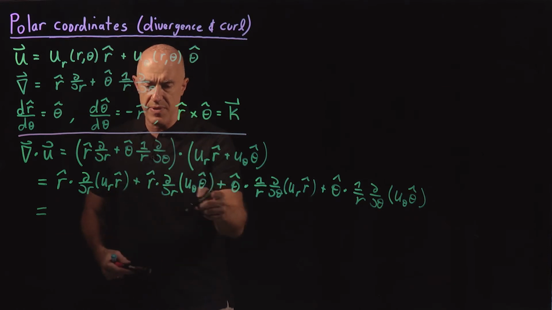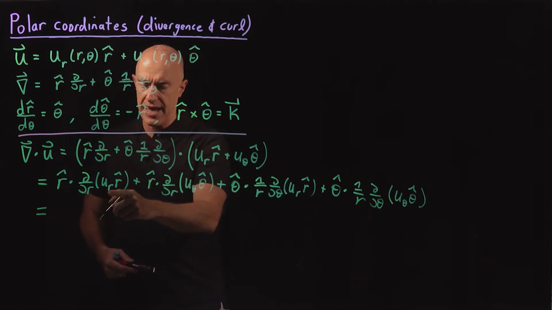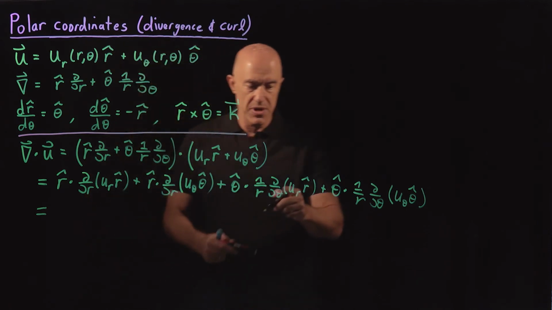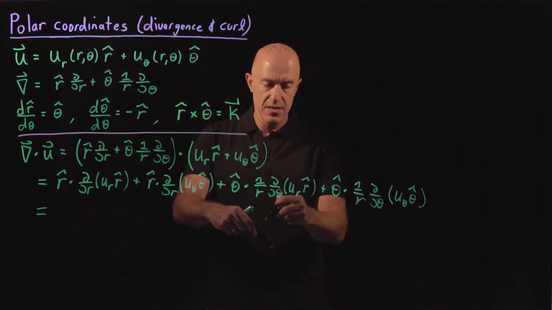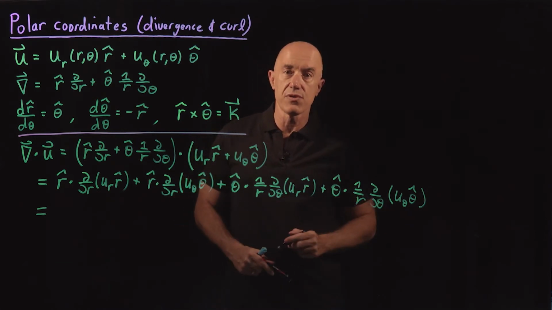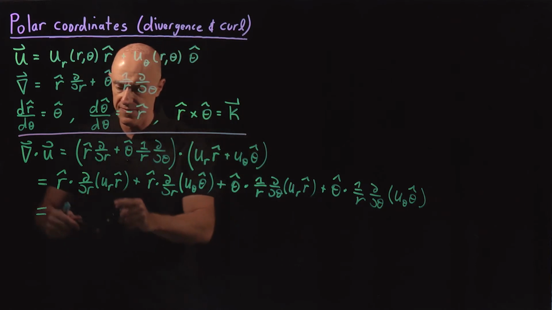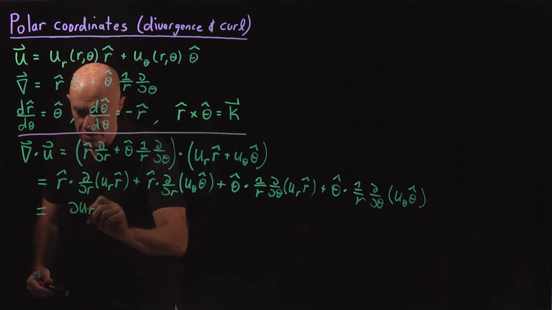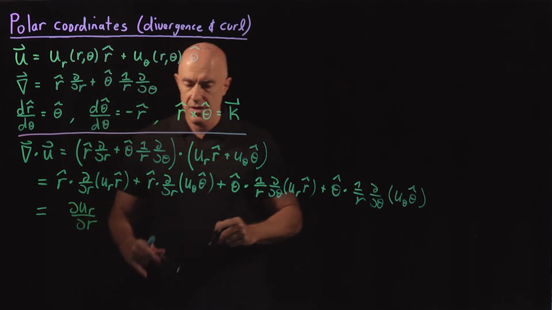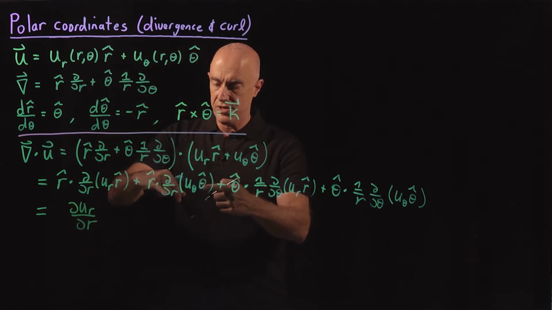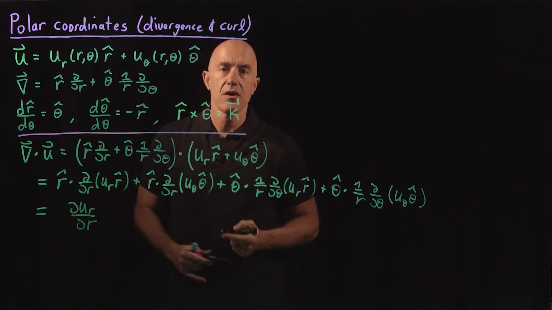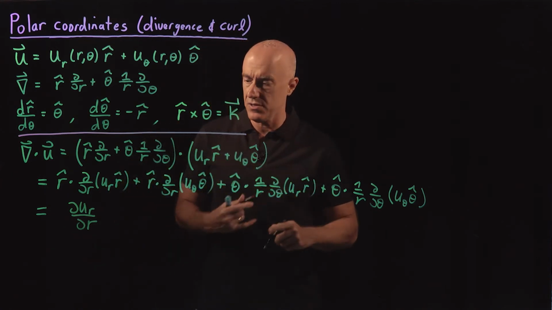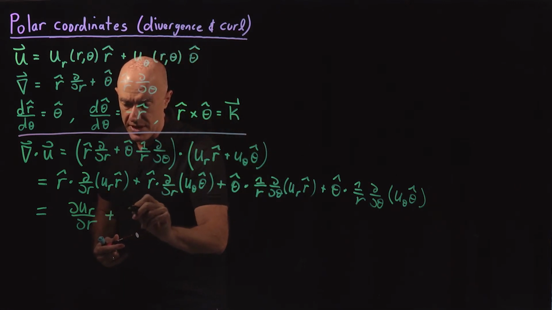The unit vectors are independent of r. So the d dr just acts on u r and acts on u theta. But here the unit vectors depend on theta. So we have to be a bit careful when we do the derivatives. So let's look at this first term here. We have r hat dot d u r dr r hat. So that just becomes d u r dr. If we look at the second term here, we're going to have a r hat dot theta hat. R hat and theta hat are orthogonal unit vectors. So that second term there will be a 0.